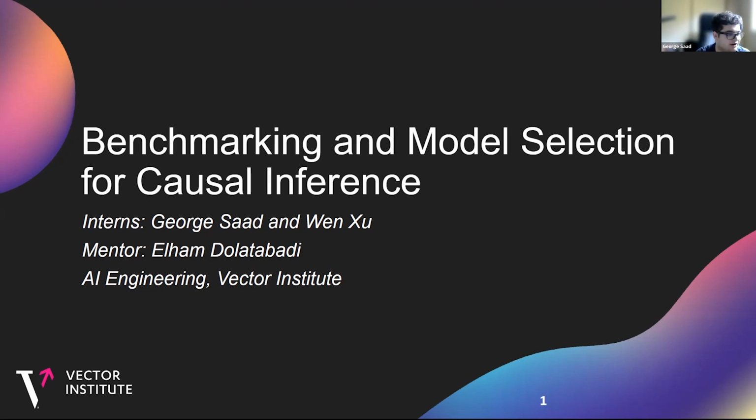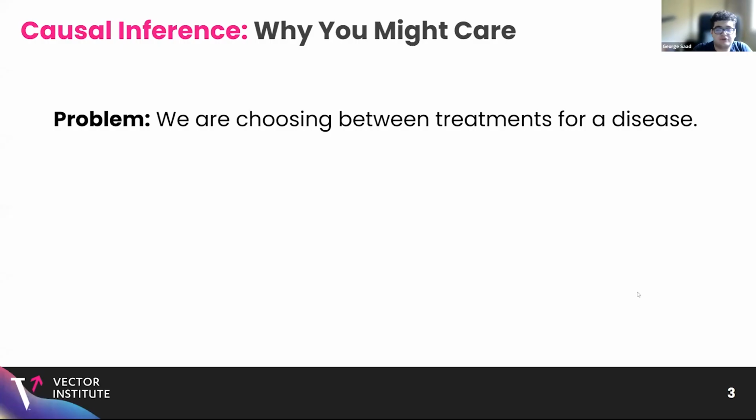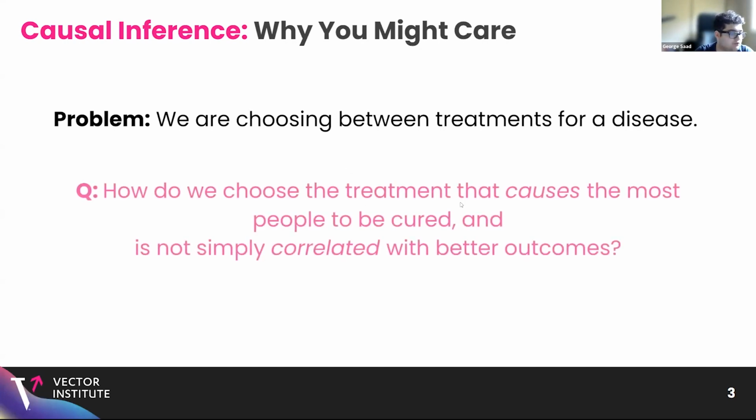And I'm with Wen as well, and we're going to present our work on benchmarking and model selection for causal inference. So to start, let's think about the problem that we're trying to solve. Let's say we want to choose a treatment for a disease, and we want to answer the question: how do we choose the treatment that causes the most people to be cured, rather than just the treatment that's correlated with the best outcome?